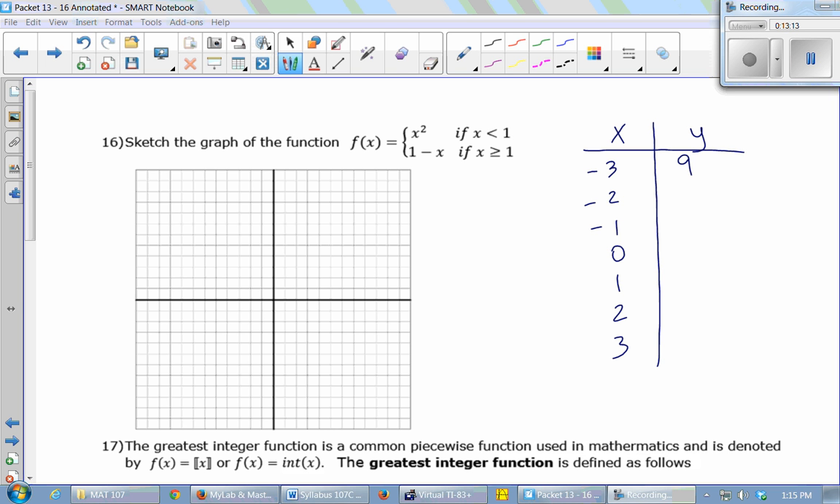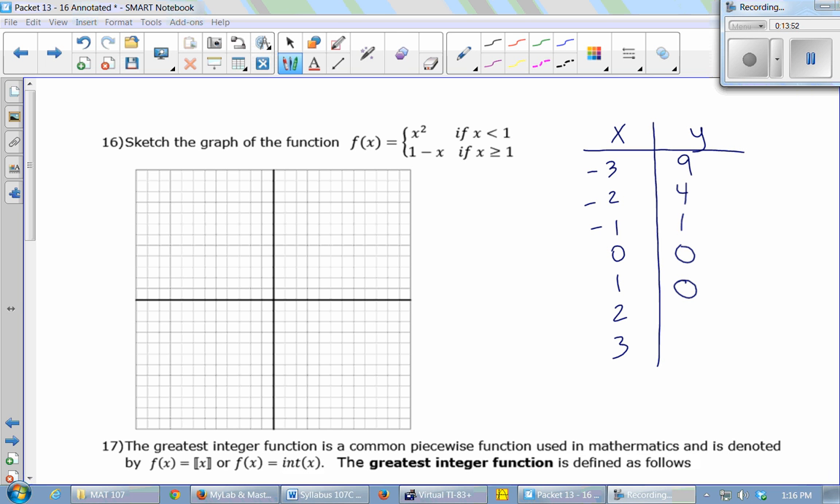Okay, -2. Should I use x squared or 1 minus x? X squared, so I get 4. -1, that's still less than 1, so I'm going to get 1 when I square it. 0 is less than 1, so I'm going to get 0 when I square it. What about when x equals 1? Which formula should I use? The second one, because you use the second formula when x is bigger than or equal to 1. So when I plug in a 1, x equals 1, so I use the second formula. And 1 minus 1 is 0.